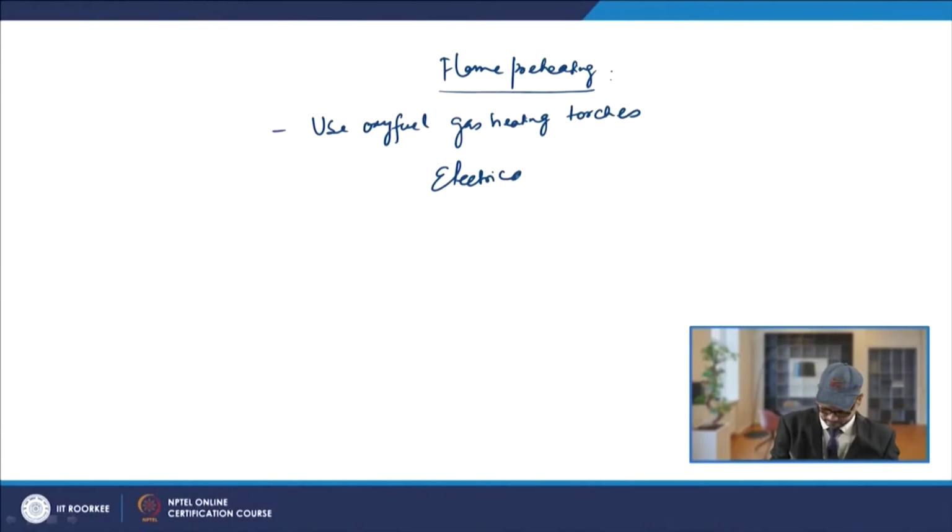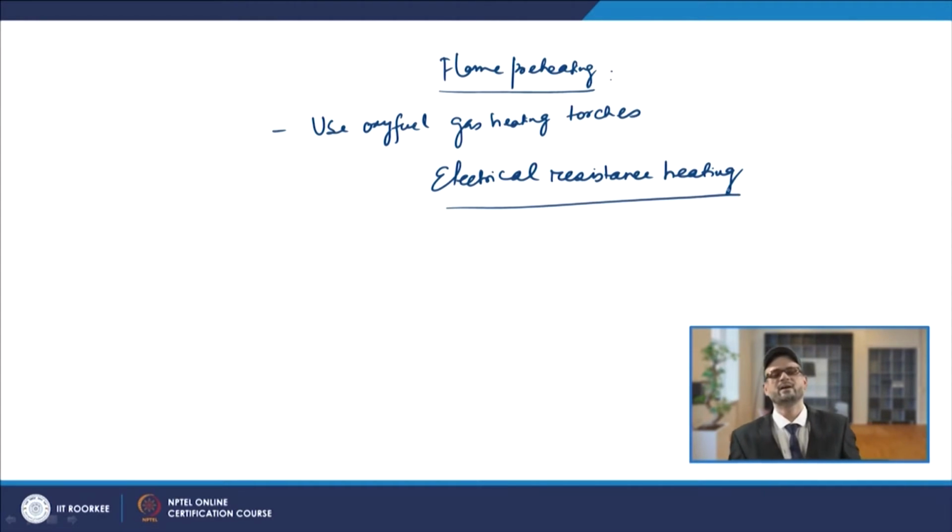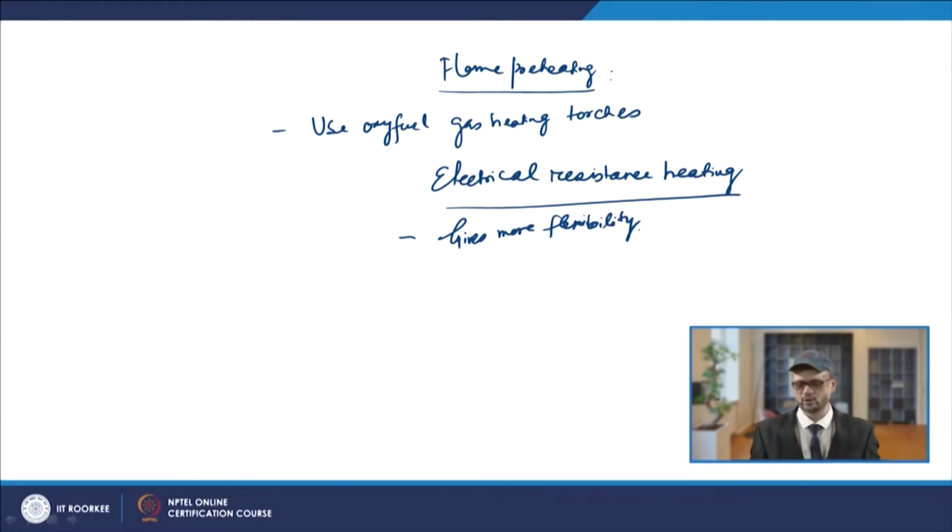Another method is electrical resistance heating. As compared to flame heating, electrical resistance heating gives you more flexibility. Flexibility in the sense that you can attain the temperature with more uniformity, you can achieve the temperature more quickly, and wide ranges of temperature can be achieved using electrical means.